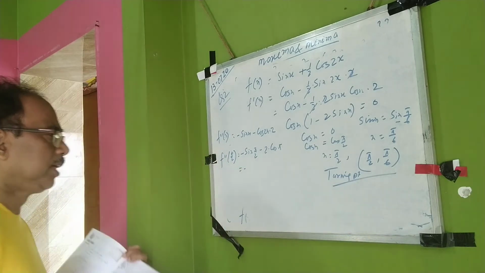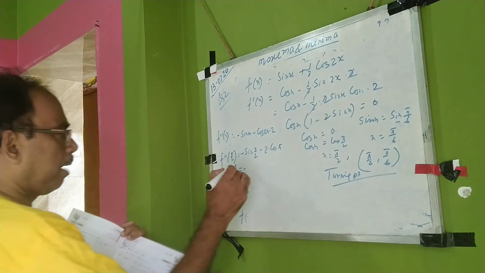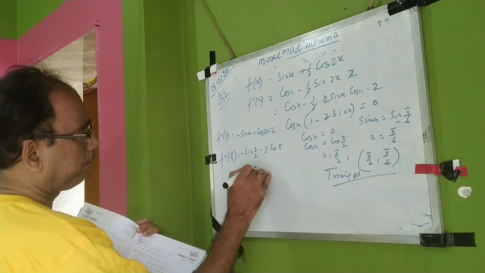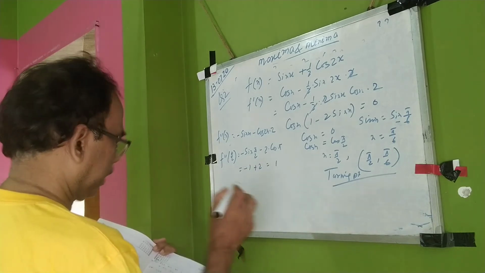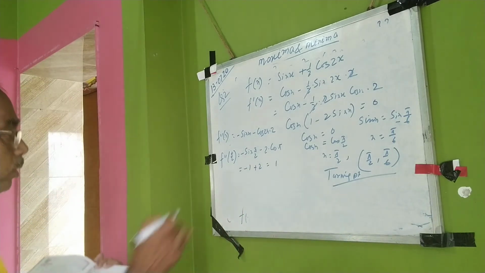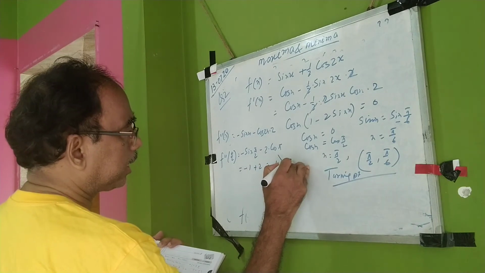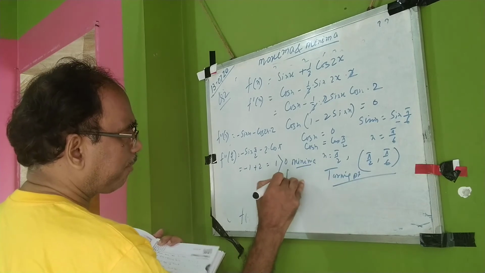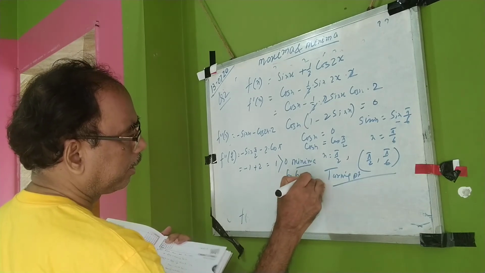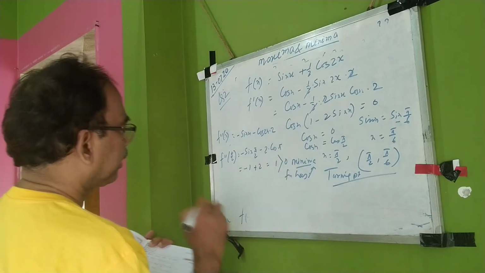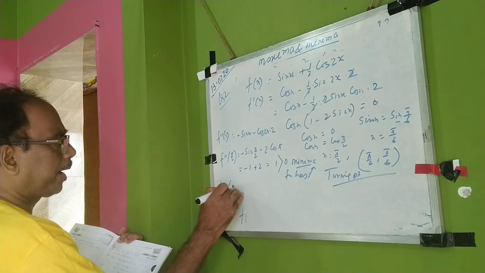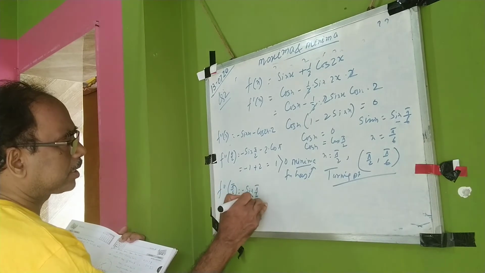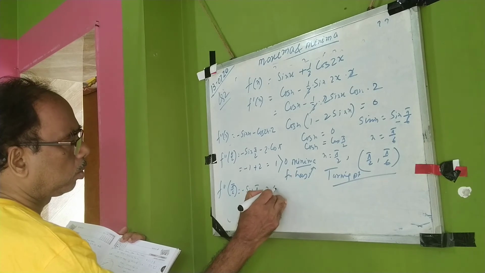Sin 90 is 1. Minus 1 plus 2. That is 1, greater than 0. We know if it is greater than 0, then you have the minimum value. Then you can see fx has minima.